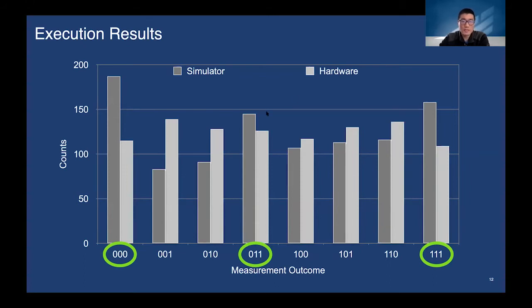On the other hand, if we look at the hardware results, the top lighter bars do not correspond to the correct result for the 3-SAT problem. That's most likely due to the noise and the NISQ nature of the hardware, where the quantum information had been destroyed by the end of the execution.